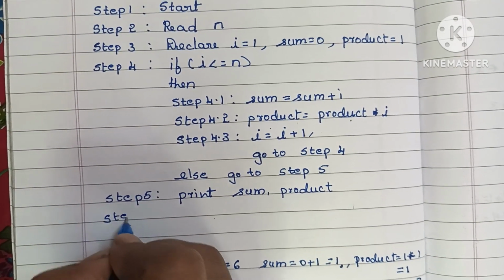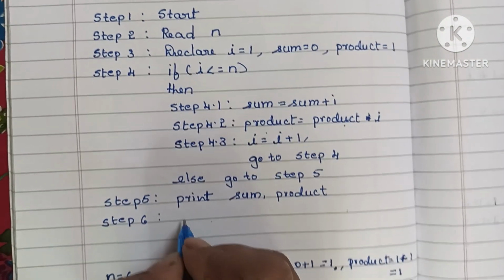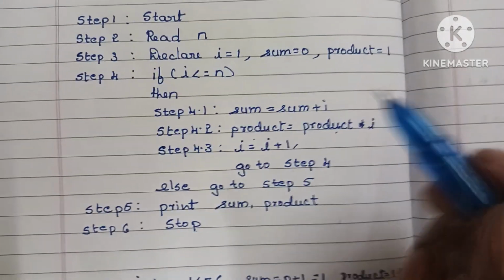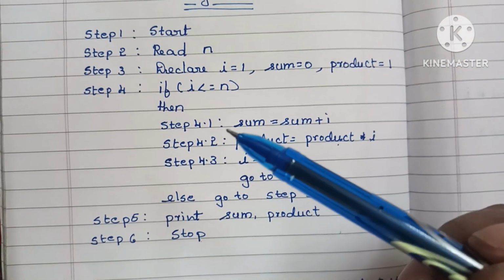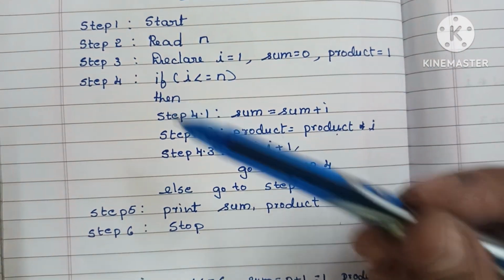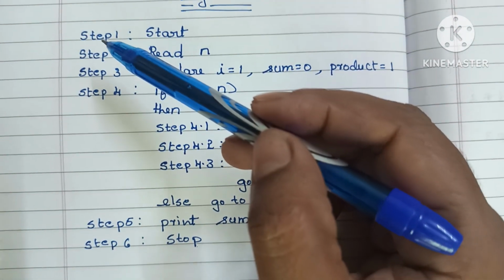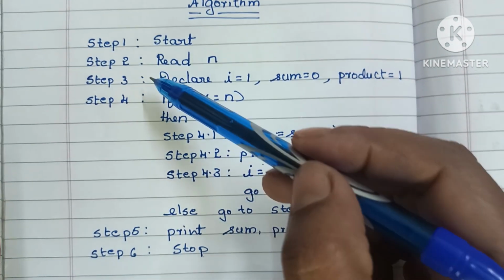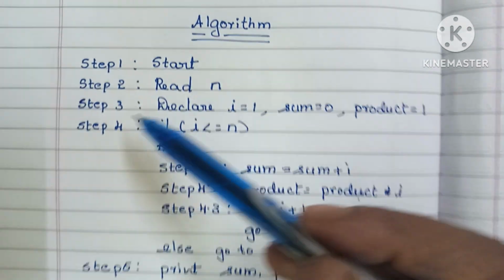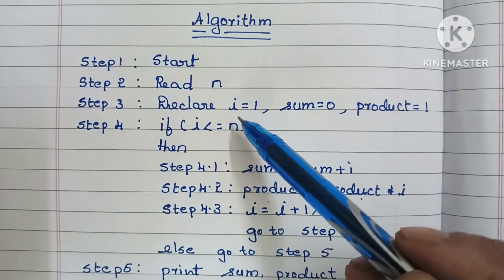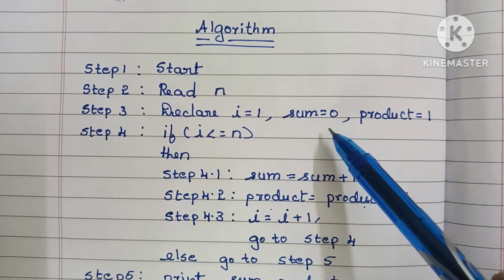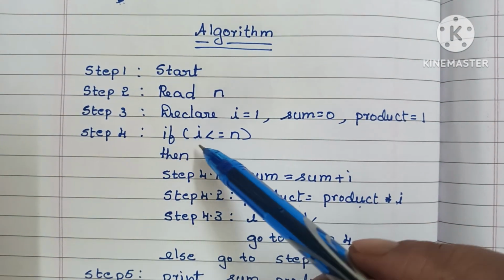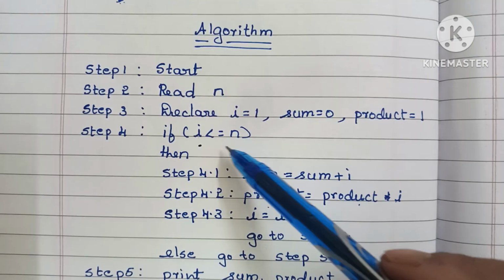In step number 6 we have to stop the algorithm using the stop statement. So guys, this is the algorithm to find the sum and product of first n natural numbers. In step 1 it starts with the start statement. In step 2 we have to read the n value. In step 3 we have to declare I is equal to 1, sum is equal to 0 and product is equal to 1. In step number 4, we have to compare I less than or equal to n.